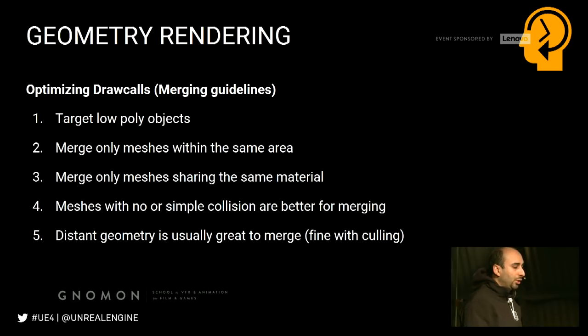And of course, we need to make sure that when we merge objects, they share the same material, because if we merge objects with different materials, we are not really saving anything on the draw calls. It's not going to make any difference. They are not sharing the same material properties, so there will still be separate draw calls at the end. The fourth point is to try to find meshes with no collisions or simple collisions, so we can keep the collision calculation relatively low. And one good candidate is to merge objects that are in the distance, like vistas, so they are always fine with culling.